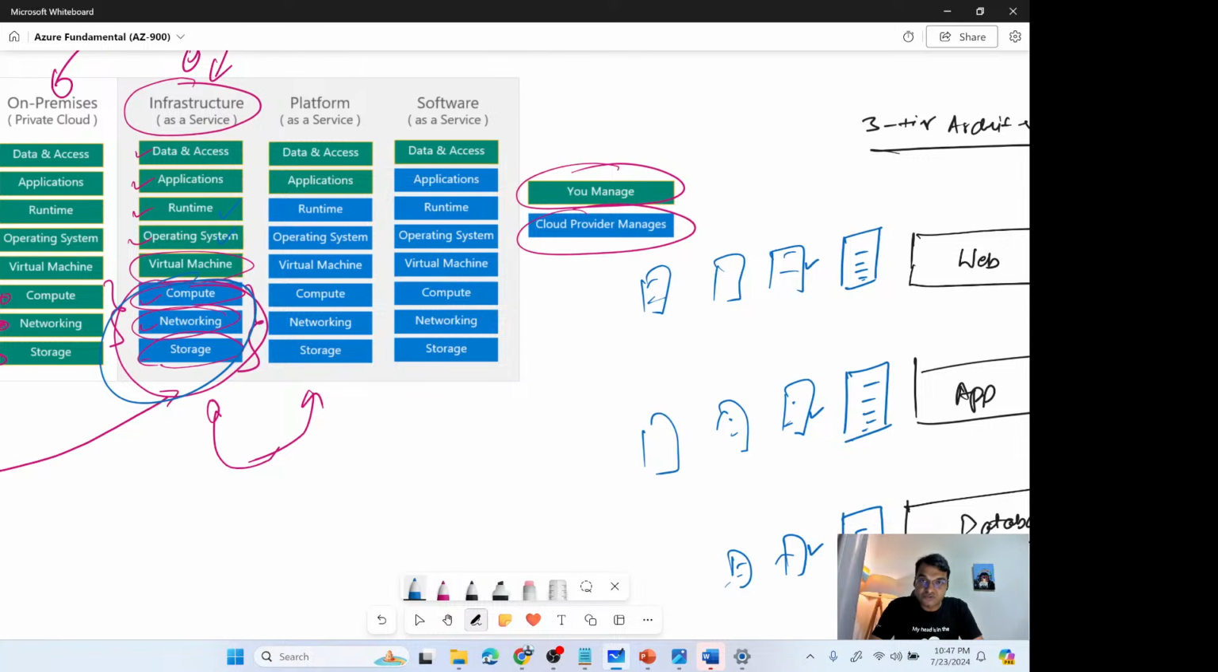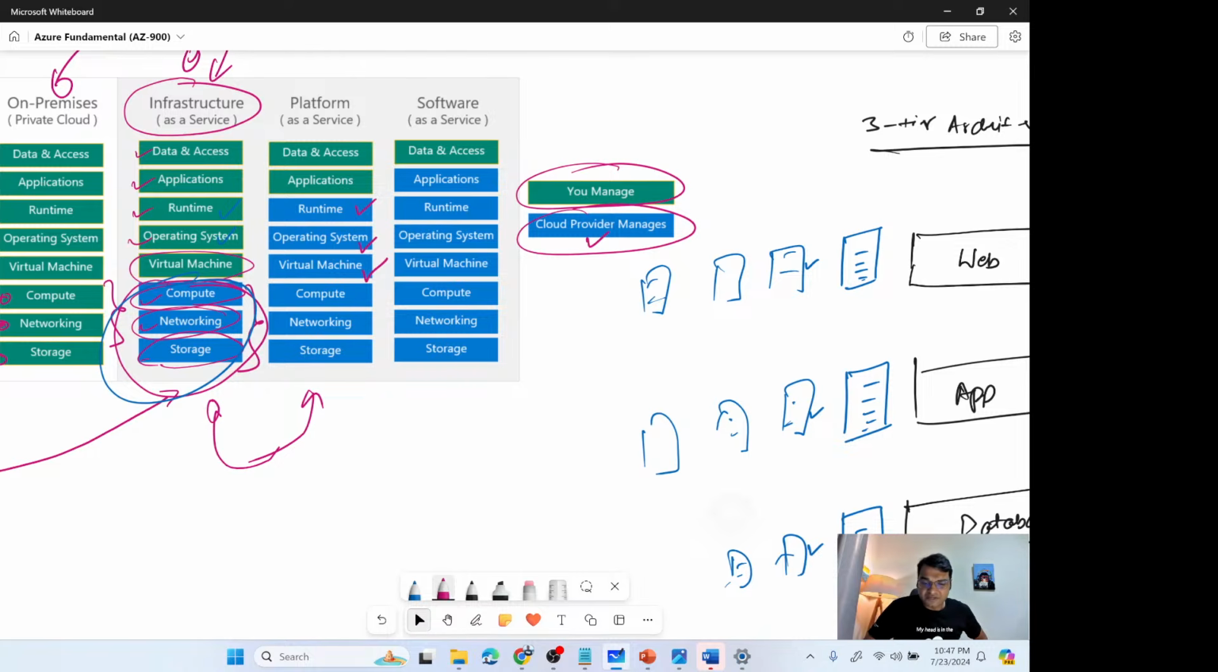With platform as a service offering, Bella can choose to run the same website, but now she also doesn't have to manage a virtual machine, as you can see here. Virtual machine, Azure is managing. Operating system, Azure is managing. Runtime, Azure is managing. So there is no virtual machine to be seen in that case.